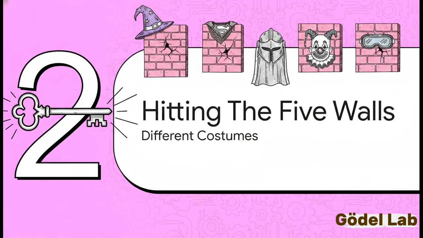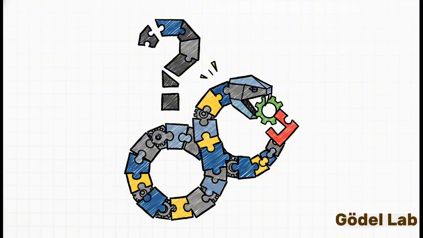Moving on to Section 2, hitting the 5 walls. Same trick, different costume. Now we're going to take that exact same 4-step skeleton we just talked about and use it to uncover the 5 absolute limits of reasoning. Let's start with wall 1.